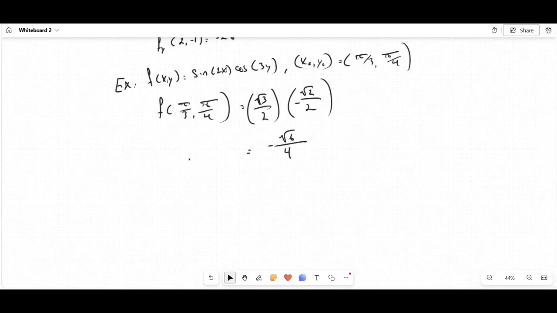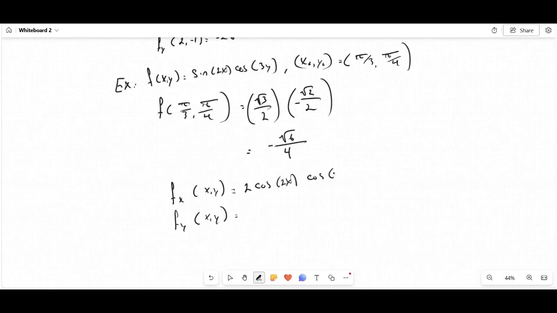So that's where we will start our plane, but we're going to need some slopes. I'm going to need a slope in the x direction, and I'm going to need a slope in the y direction. Let's go ahead and find these real quick. If you differentiate this function with respect to x, you will get 2 cosine 2x cosine 3y. If you differentiate it with respect to y, you will get 3 times negative sine 2x sine 3y.